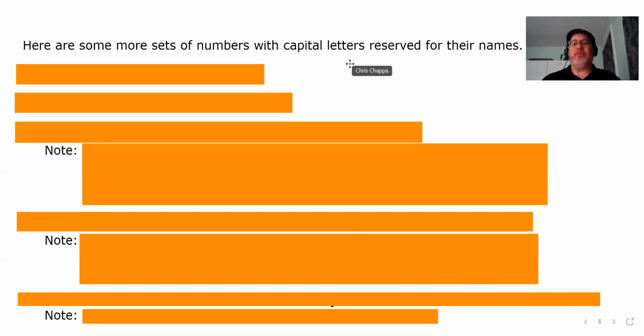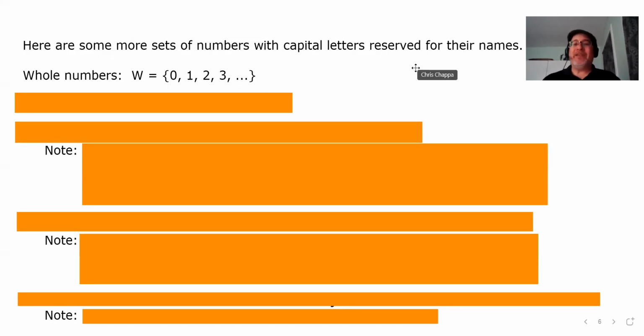Here are some more sets of numbers with capital letters reserved for their names. You're going to see some of these more often than others throughout the course, but I would be remiss if I didn't introduce them all. The set of whole numbers, whose reserved letter is a capital W, is the set containing 0, 1, 2, 3, and so on. You could also say that the whole numbers are just the natural numbers with 0 added to the set.